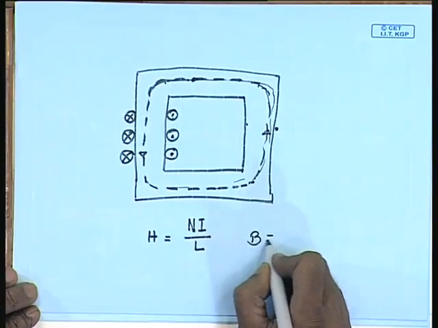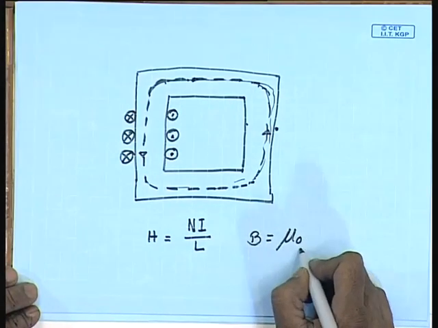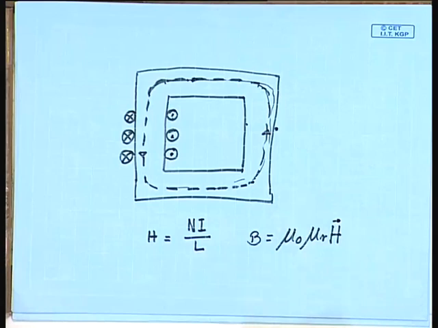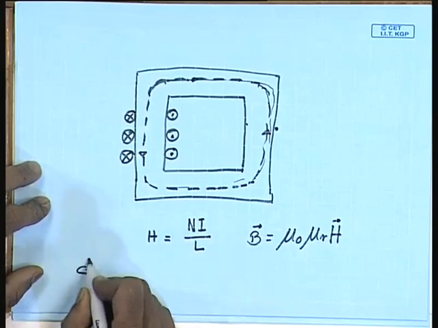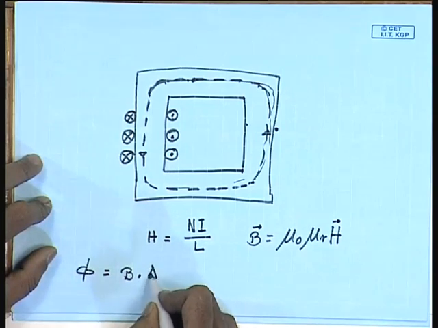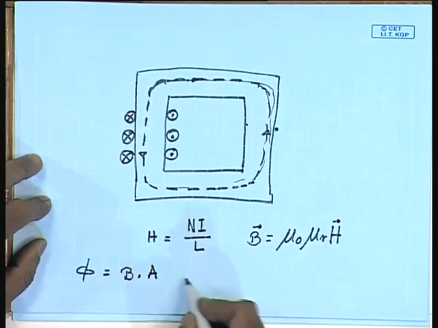So, in a magnetic circuit, finding the value of H and hence the value of B, which is nothing but mu naught mu r H, is relatively simple. This of course makes the assumption that the leakage flux outside the core is almost negligible. Now, this gives you a method of relating the flux with the MMF Ni. Thus, the total flux phi is equal to the flux density B multiplied by the cross sectional area of the core A.